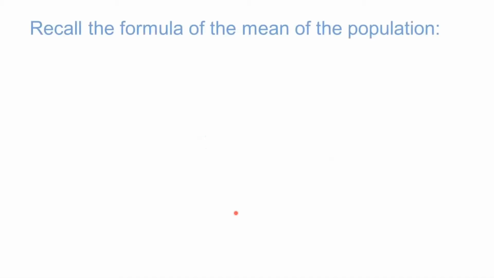First, we need to recall the formula of the mean of the population. This is from the previous lesson. We have the parameter and also the statistic, where there is a difference in formula for population and sample. So first, recall the formula of the mean of the population, where the mean is equal to the summation of x over n, where x is the sample mean and n is the total observation.